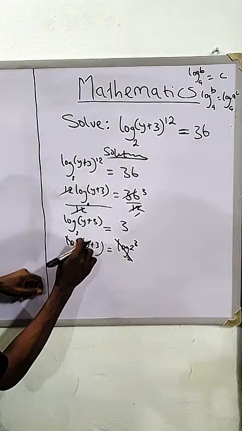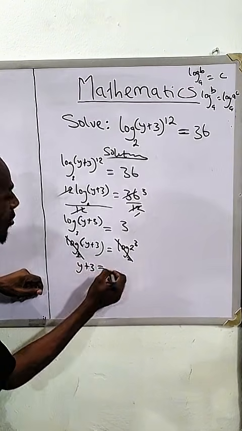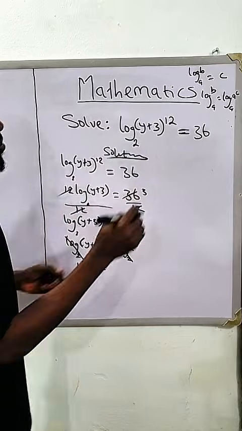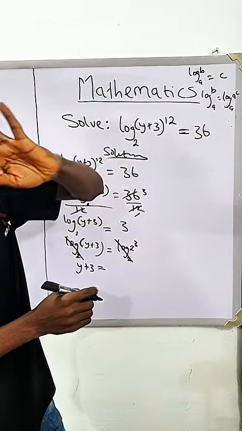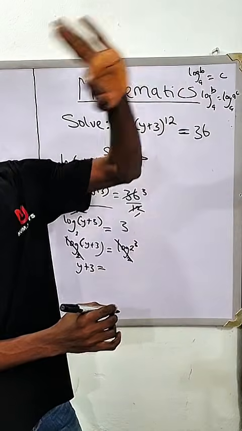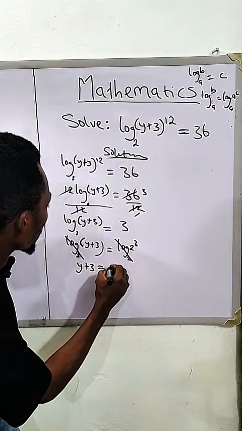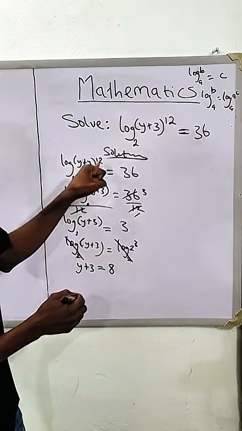So I'm going to have that y plus 3 is equal to 2 raised to the power of 3, which simply means 2 times 2 times 2. 2 should multiply itself three times. So 2 times 2 is 4, times 2 is 8. So I'm going to have 8. Okay? Now, look at this power.